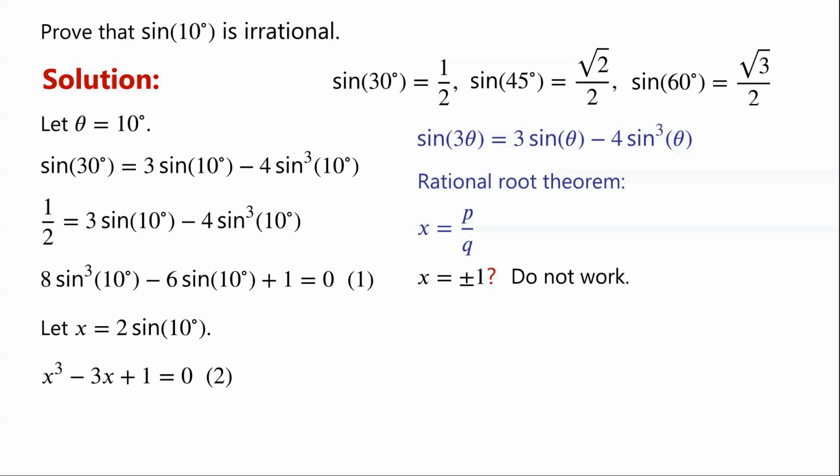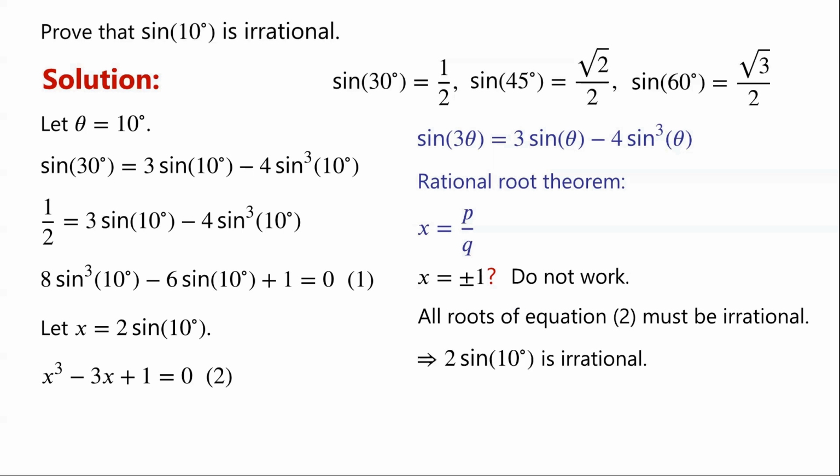This implies that all roots of equation 2 must be irrational. That is to say, 2 sine 10 degrees is irrational. Thus, sine 10 degrees is irrational. The proof is complete now.